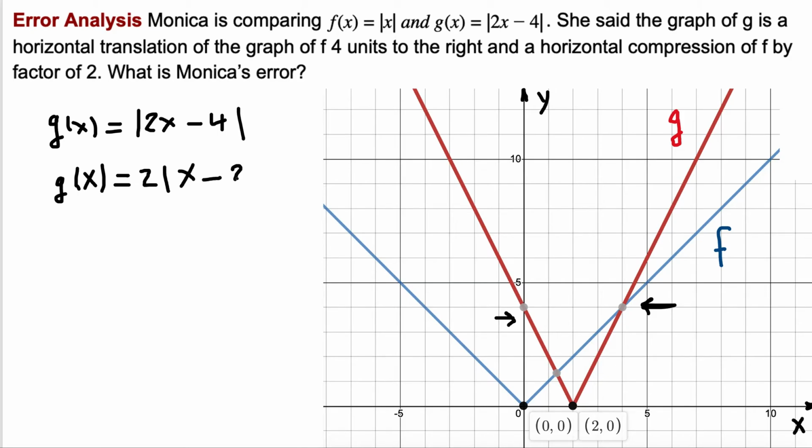And if Monica had factored, she would probably have gotten the right answer. But in this case, the 2 in front is a vertical stretch by a factor of 2, and there is a horizontal translation to the right by 2 units.